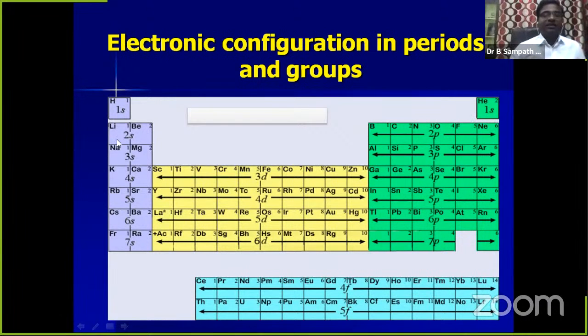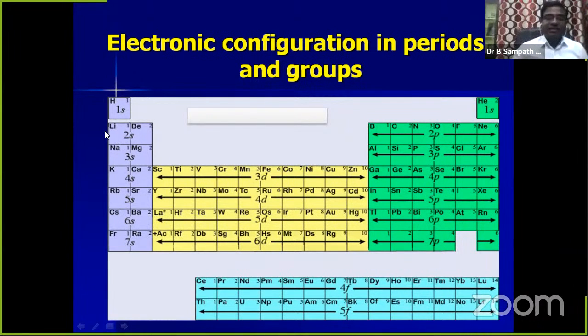So like that, in the second period, totally 4 orbitals are there and 8 elements are present. See here, the 2s is 1 orbital, and here the 2p orbitals are 3: 2px, 2py, and 2pz. So totally 4 orbitals are there and 8 elements are present. And next, the period number corresponds to the shell number.